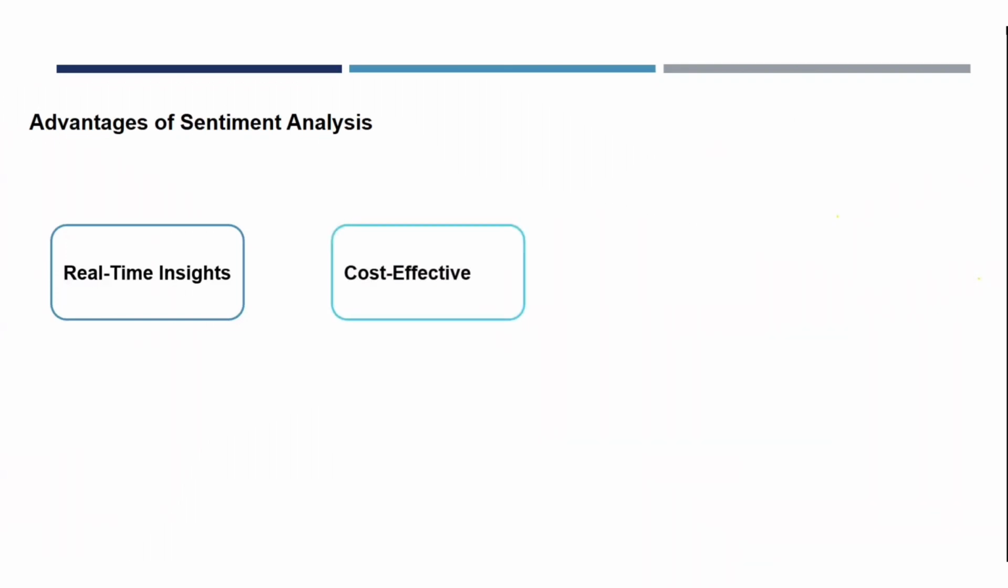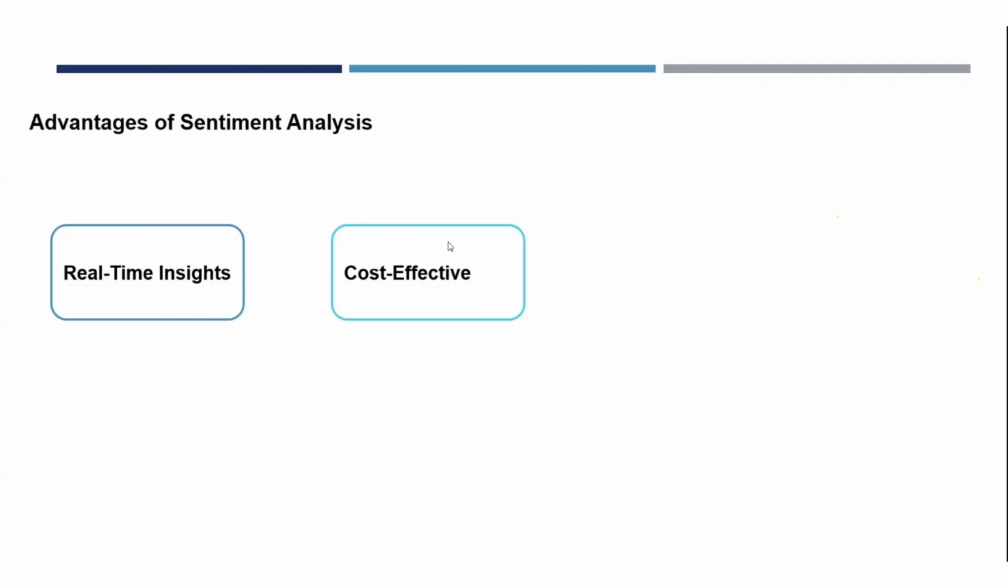The second one is cost effective. Cost effective means it reduces the need for manual analysis, saving time and resources as well. We no need to do the marketing as well. Cost effective means we can save money. According to the reviews, you can improve the product as well. No need to do the campaigning, no need to do the marketing, with investment of other resources as well.